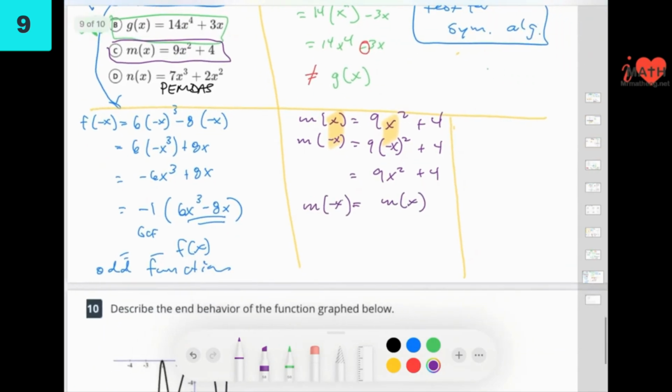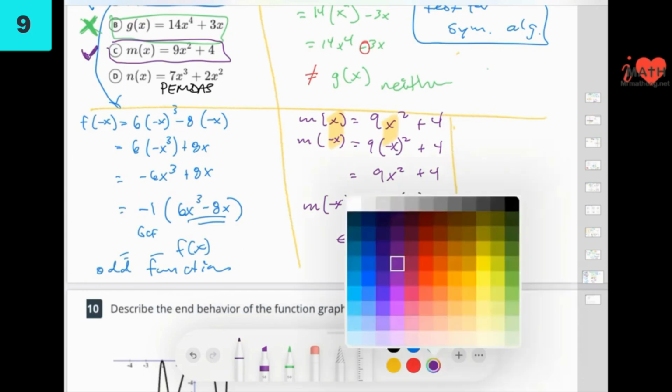So this would be even. This one up here in green, this was actually a neither. So this one is good. And let's just double check that the other one was wrong.